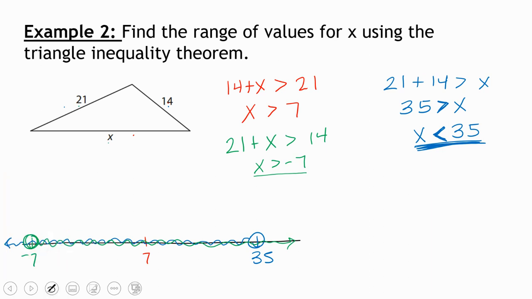Last one is my red one that I have left. Here I am at 7, and the statement says x is greater than 7. So I'm going to go to the right again, on and on and on.